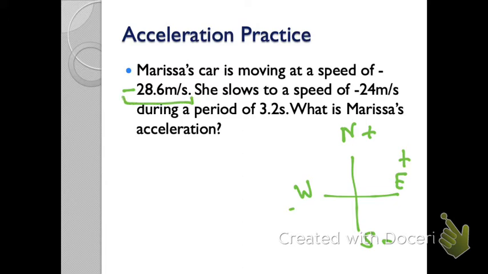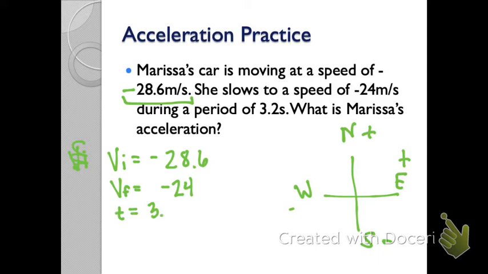Negative 28.6, what variable does that represent? Velocity initial. Okay, right? It's our initial speed or our starting speed, negative 28.6. My negative 24 is going to be my final velocity. And my time is equal to 3.2 seconds. All right? And then I just plug it in, very similar to how we solved the last one.